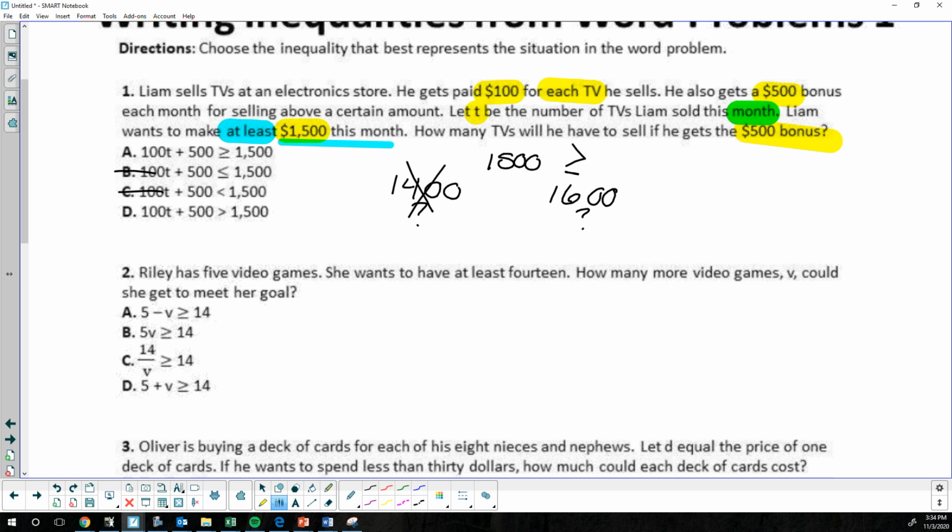So is exactly $1,500 okay if I need at least $1,500? The answer for at least is yes. If I need at least that much, that means I need $1,500 or more. So that means that this symbol is the symbol that I want. Let's check the equation. All the equations are the same, so I would pick A. All right, moving on.